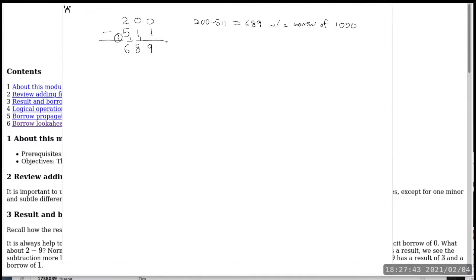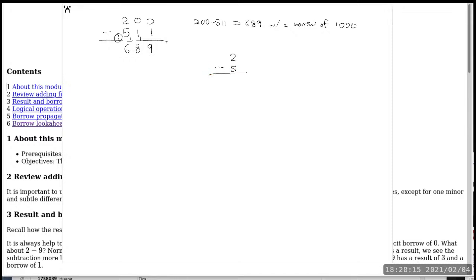So now we have to revisit the concept of a borrow. What does it mean when we have a borrow in subtraction? It means we don't have enough for that particular digit, and we have to borrow 1 from the next digit, the more significant digit. So instead of looking at a multi-digit subtraction, we can look at a single digit subtraction first. So let me ask, what is 2 minus 5?